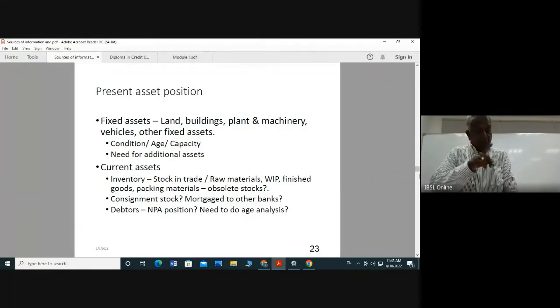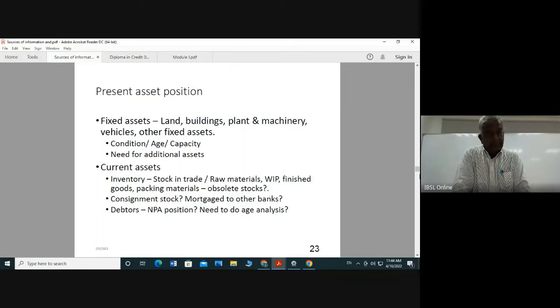So when you are doing the stock inspection, there are 3 things you must identify. Whether there is obsolete stock, you have to separate it and take it out from the current stock, that is current assets. Whether there is any consignment stock, given by producers or manufacturers for these people to sell and repay within a certain period. If there is, you have to remove it from the value. And the stock mortgaged to the other bank may also be there. That also you have to take out. And then debtors. So this is under current assets.